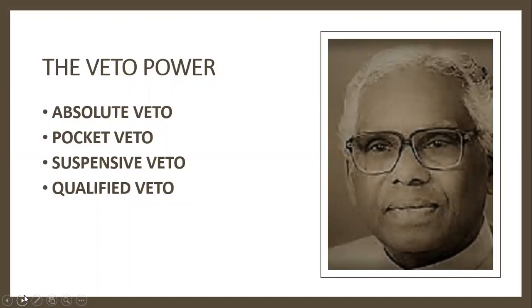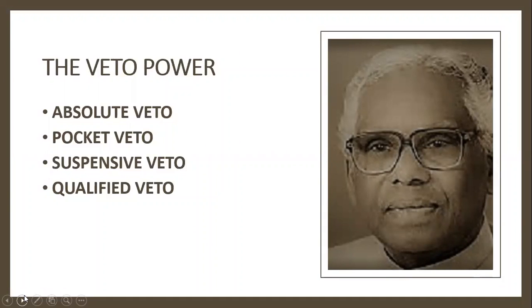Third is the suspensive veto. The suspensive veto is a power which can be overridden by the legislature with an ordinary majority. If the President of India exercises the suspensive veto power, in that case, the Parliament of India can override it by a simple majority. Now comes the last, the qualified veto. The qualified veto power can be overridden by the Parliament by a higher majority.